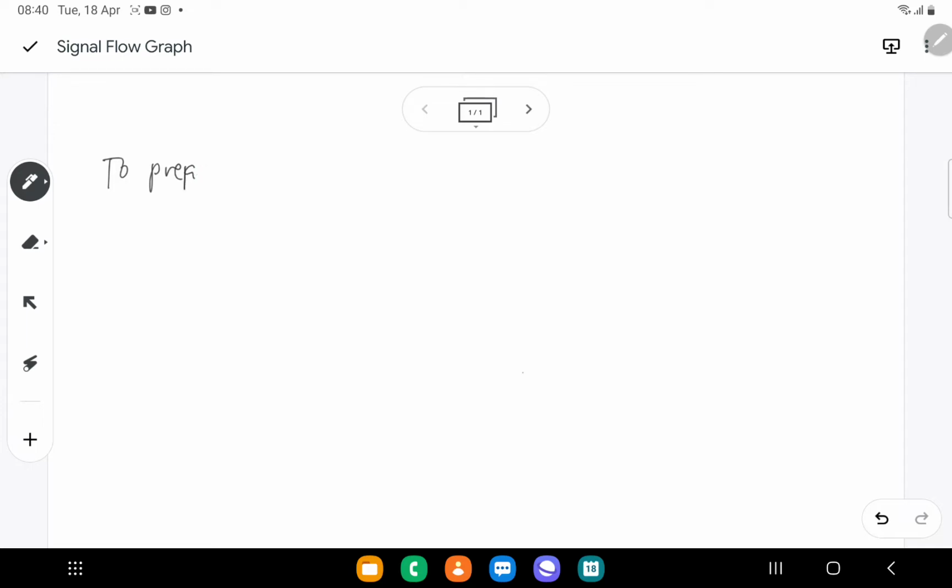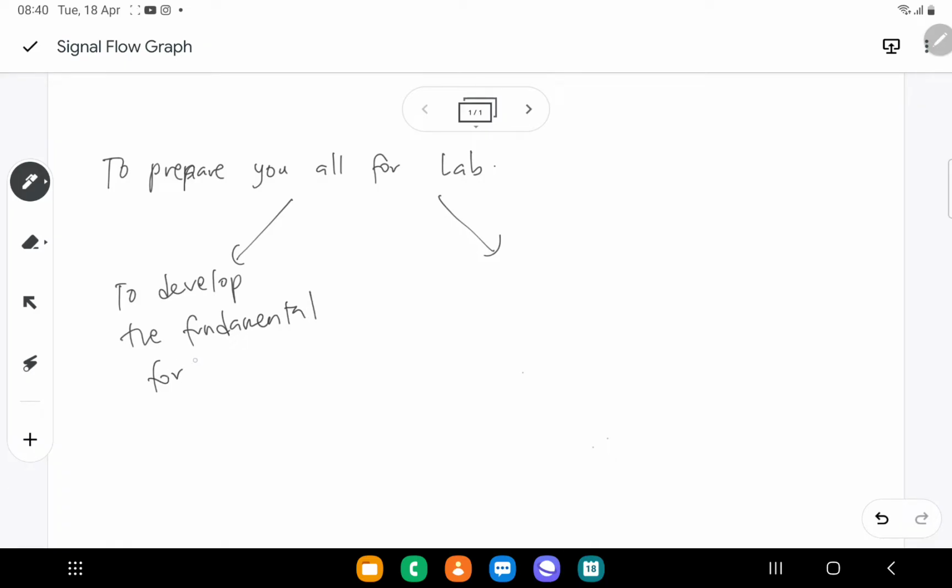to prepare you all for lab. Okay, so it means that we'll divide it into two parts. Firstly, to develop the concept, the fundamentals for lab, and then for the second part I will show you how to run the simulation.